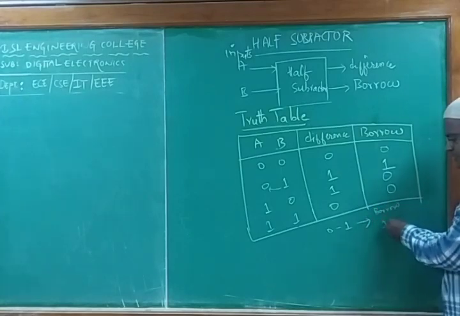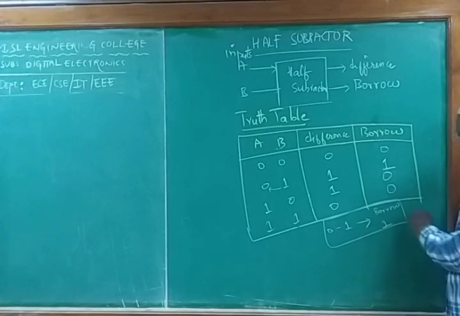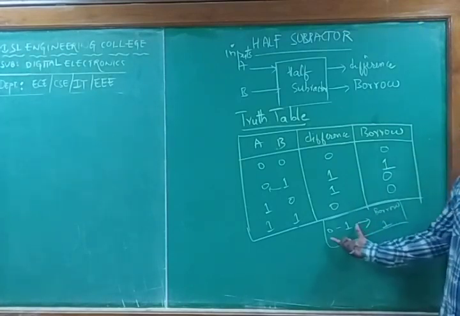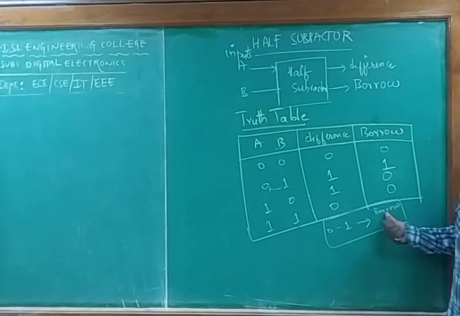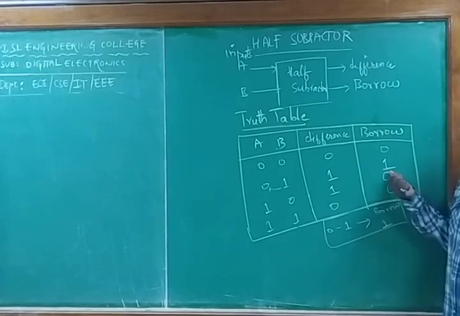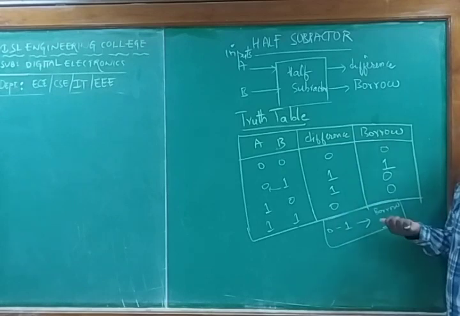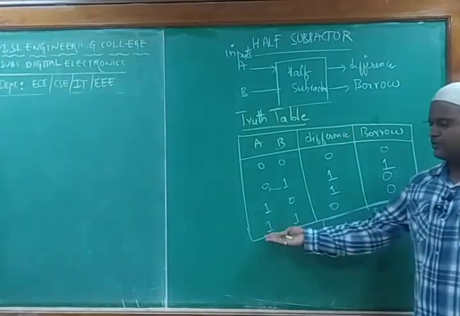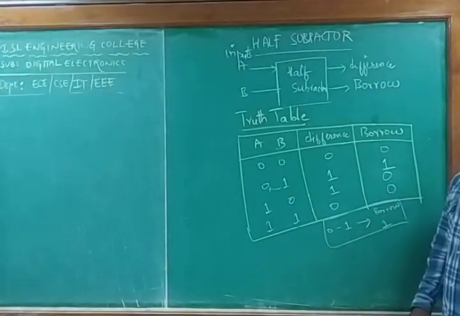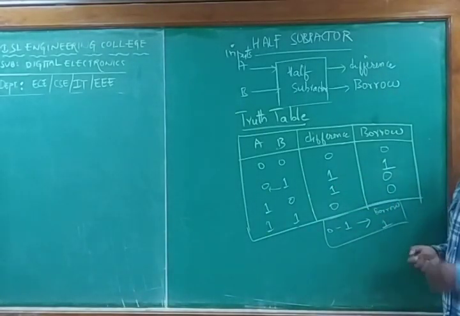Otherwise it will be low for any other scenario. Only when you are doing 0 minus 1 will you get the borrow bit. Otherwise, you will not write borrow anywhere. As you can see here, only for this particular part am I getting the borrow bit. For the remaining part I am not getting any borrow because I don't require it, since higher bits are there. 1 minus 0 and 1 minus 1 are the same thing.